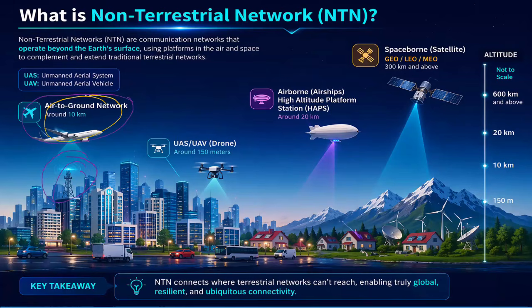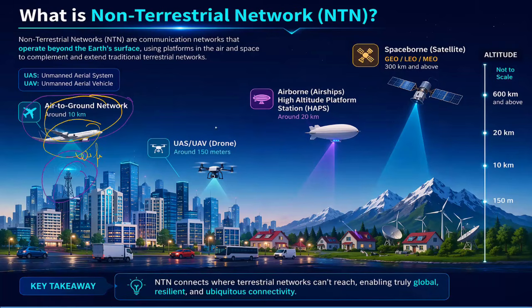Now moving one level up, aircraft at around 10-kilometer altitude connect using air-to-ground links. This is what enables Wi-Fi in airplanes. This enables Wi-Fi for passengers at around 10 kilometers, right?